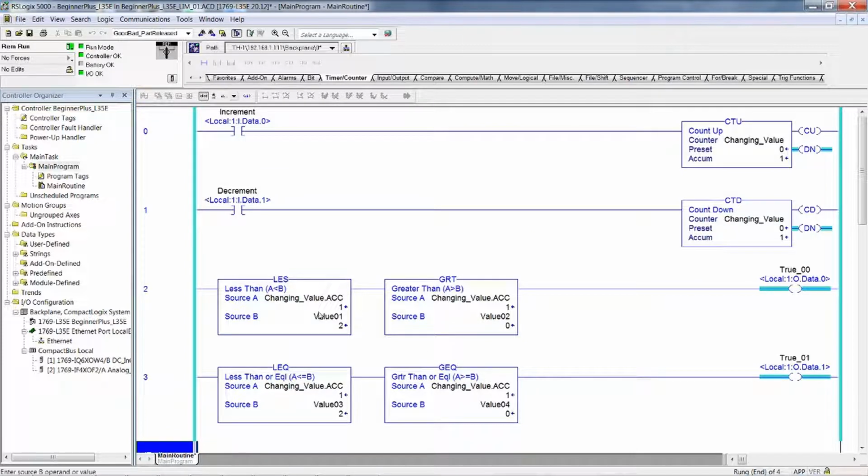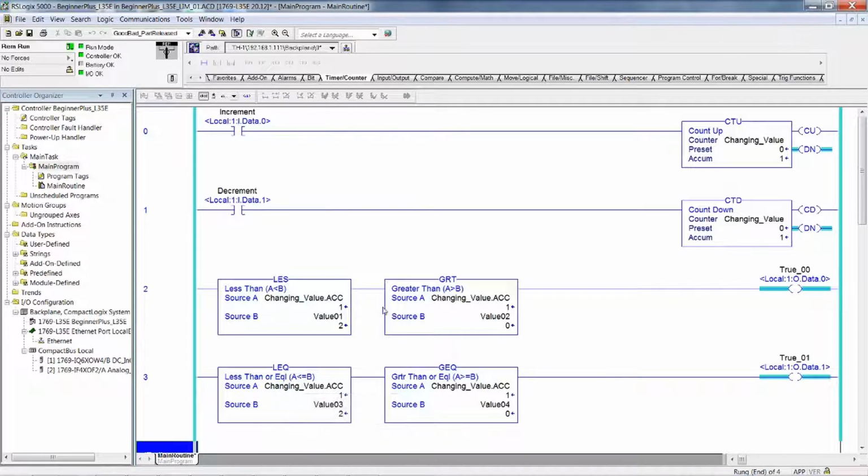So if you read these, is 1 less than 2? Yes. Is 1 greater than 0? Yes. Is 1 less than 2? Yes. Is 1 greater than 0? Yes. These are both true. They're ANDed. So the rung out condition is true. Turns that bit on.